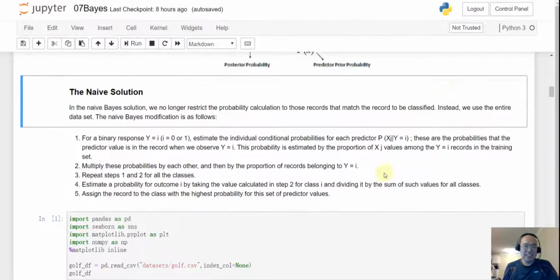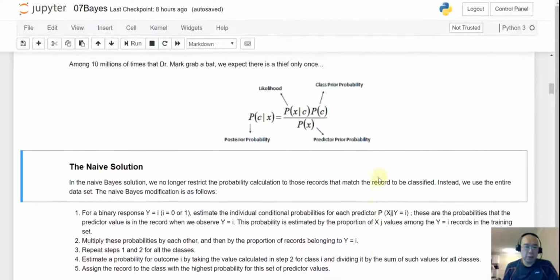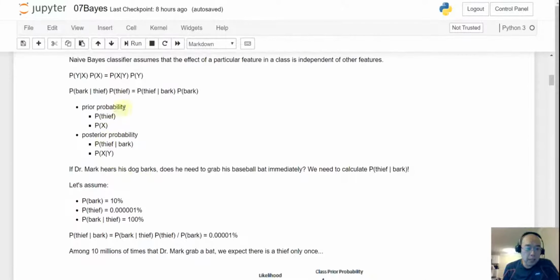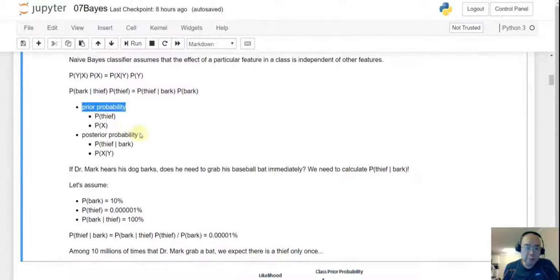Okay, let's continue. In the last video, I forgot to introduce two concepts: prior probability and posterior probability. By prior probability, we just mean the probability that we can observe one feature is true or one thing happened. And the posterior probability is the probability of something given something has already happened, the conditional probability. So we call that posterior probability.